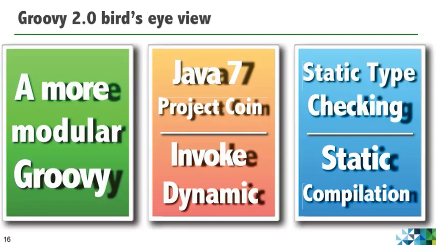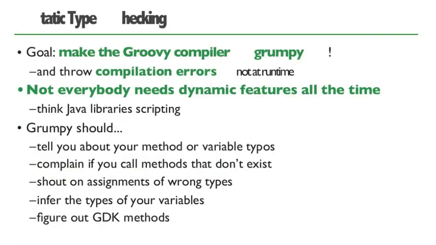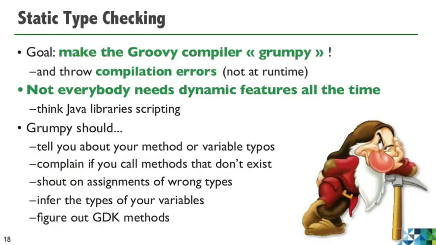And now the third theme is the static theme, I would say, divided again into two parts. We are introducing static type checking as well as static compilation. So let's have a look at that. Static type checking first. Basically the idea is to make the Groovy compiler more grumpy and throw compilation errors at compilation time, obviously, and not at runtime.